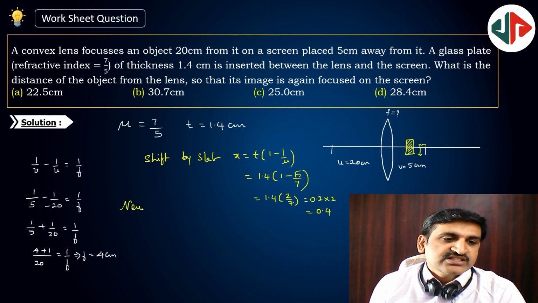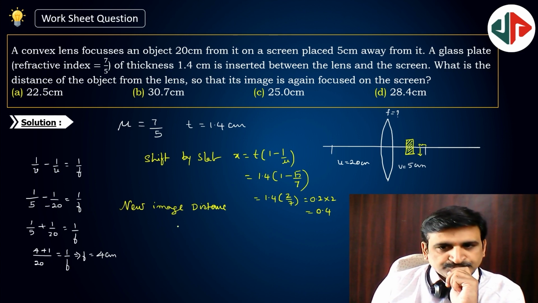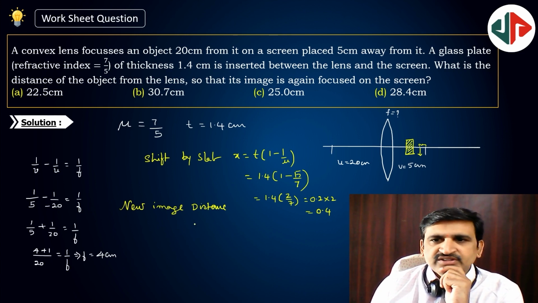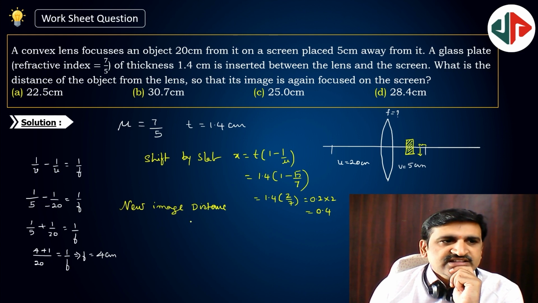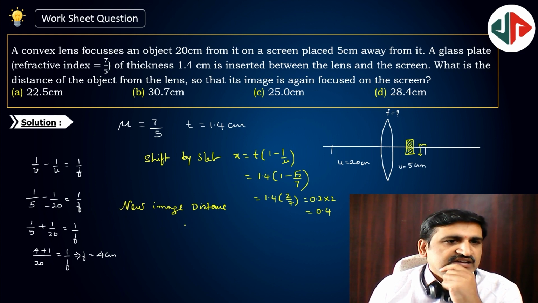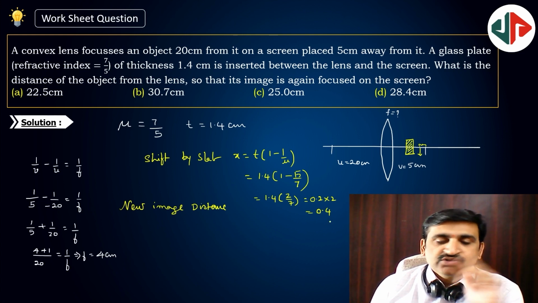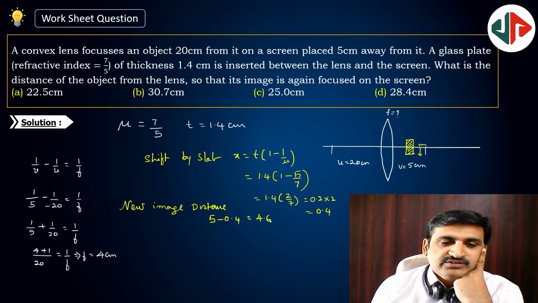So the new image distance, at the same place he wants, right? It is going to shift. What is the distance of the object from the lens so that the image is again focused on the screen? It is shifting by 0.4, so that we have to cancel. That means 5 minus 0.4 is equal to 4.6 centimeters, right?